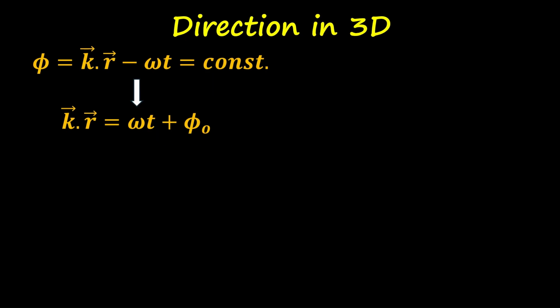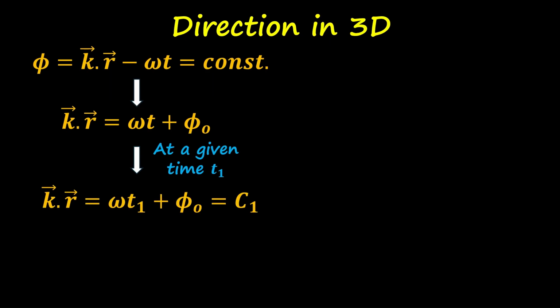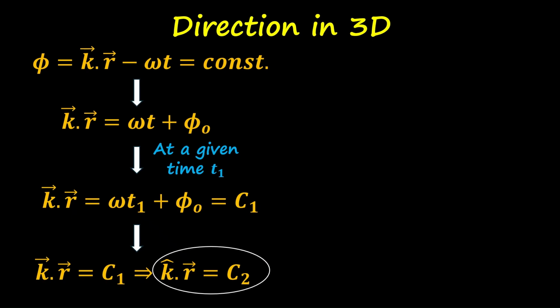At a particular time t1, at a given time t1, the dot product we can write as a constant c1, because t1 is given and the other parameters are constant. So we can write the dot product of k and r as c1. Now remember, k is a constant vector. So if I divide on both sides by the magnitude of k, then you can write c1 by the magnitude of k as c2. So this is the final expression, that is the dot product of the unit vector of k and the position vector.